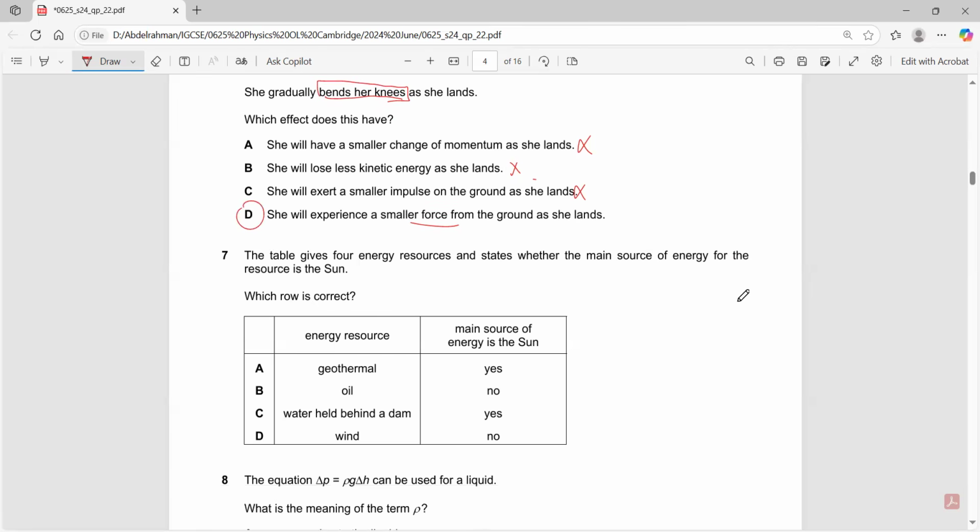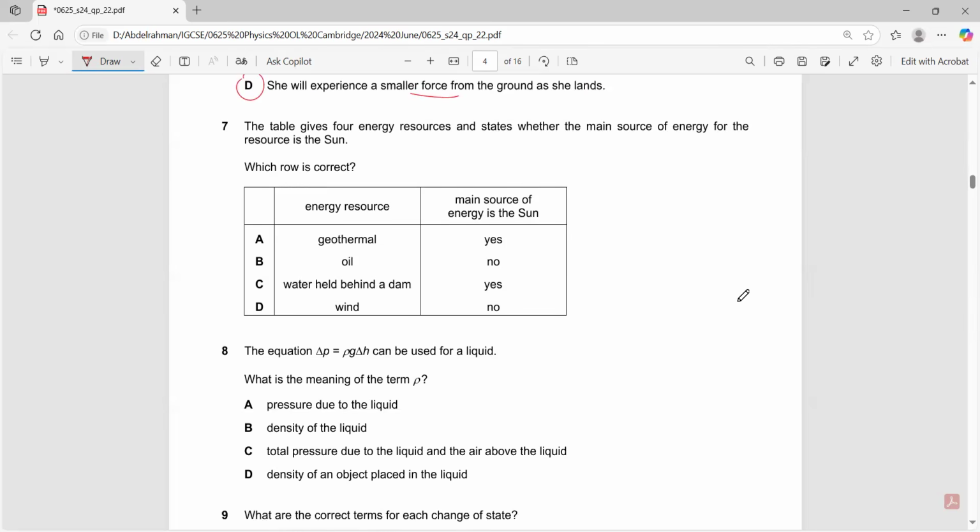It's the same impulse, it's the same change in momentum, but as you increase the time, you decrease the force.